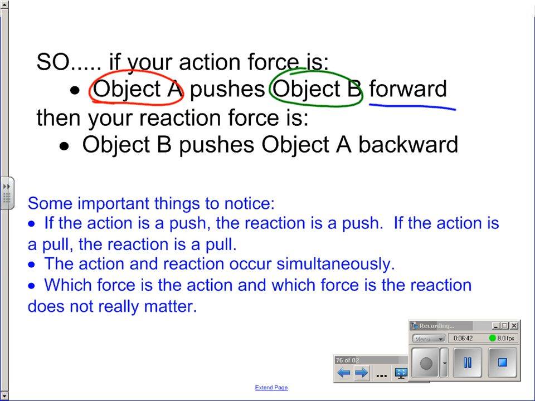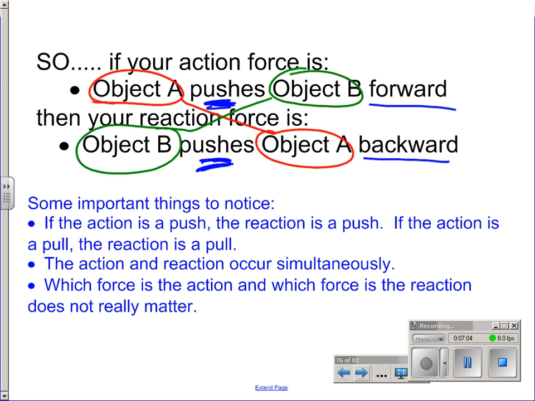Your reaction, all you're going to do is switch your two objects. Instead of A pushes B, it's B pushes A. So these guys get flip-flopped, right? Your verb is still the same. If this was pushes, this is pushes. If this had been pulls, then this would have been pulls. And then your direction just changes. So instead of being pushed forwards, it's pushed backwards. If this had been up, this would have been down. If this had been north, this would have been west.